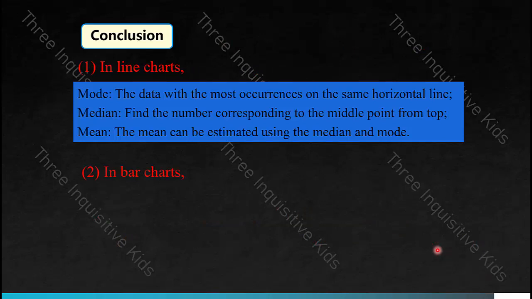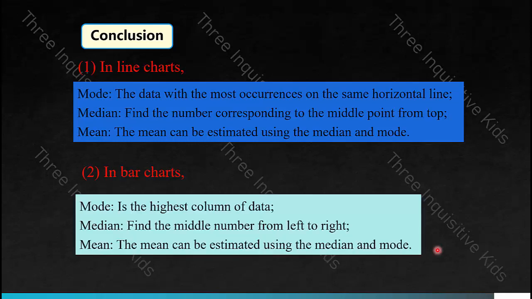So here is the conclusion. In line charts, the mode is the data with the most occurrences on the same horizontal line. The median is the number corresponding to the middle point from the top to bottom, and the mean can be estimated using the median and the mode. In bar charts, the mode is the highest column of data. The median is the middle number from left to right, and the mean can be estimated again using the median and the mode.